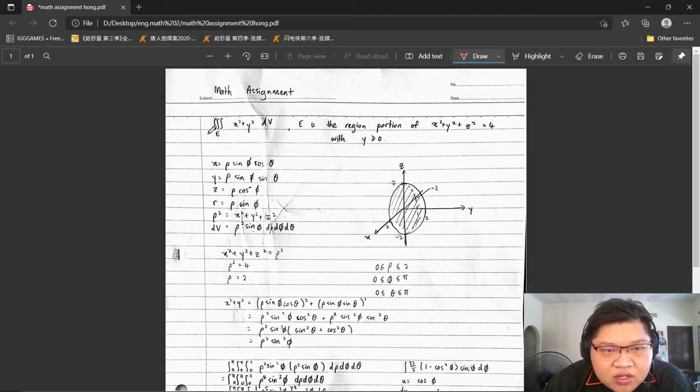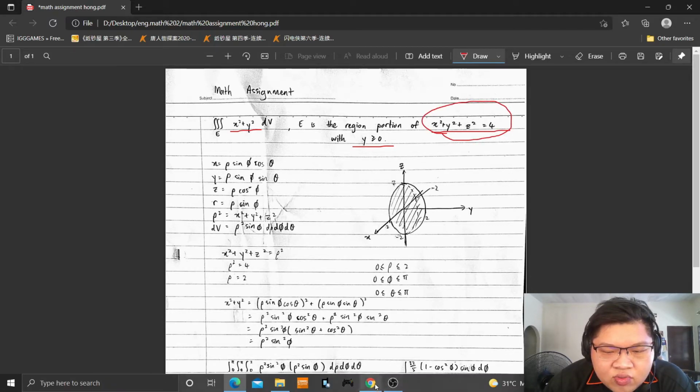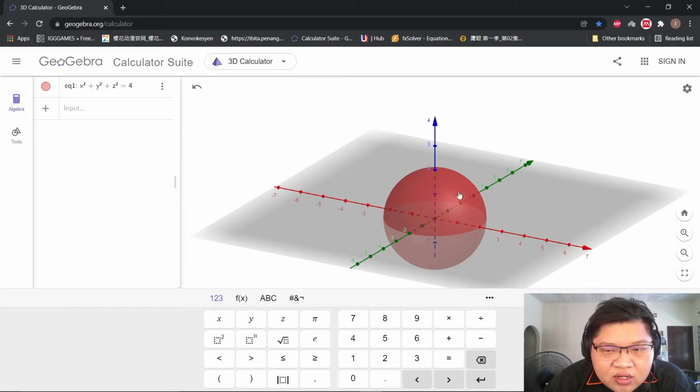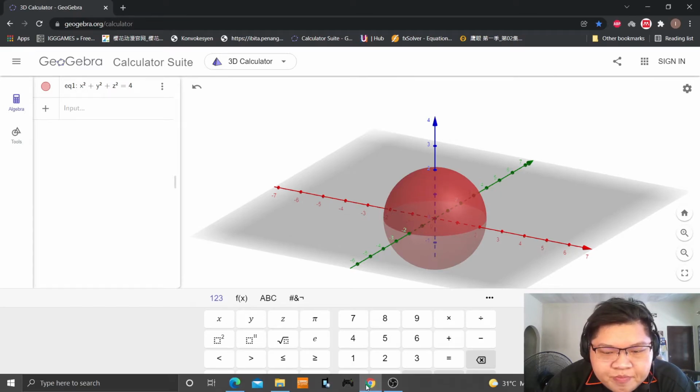I will now start to explain the questions for spherical coordinates of triple integrals. This question asks us to evaluate the integral of x squared plus y squared, where E is the region portion of x squared plus y squared plus z squared equal 4 and y is bigger than 0. From here we can know that this is a sphere, because when we sketch it in GeoGebra it gives us a sphere.